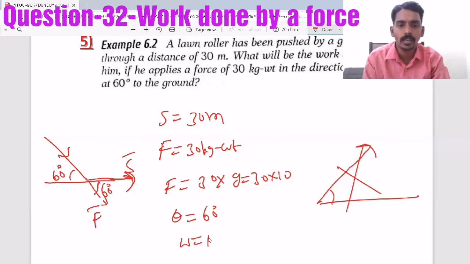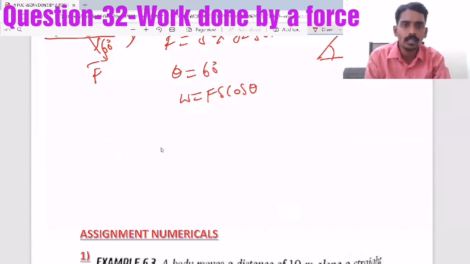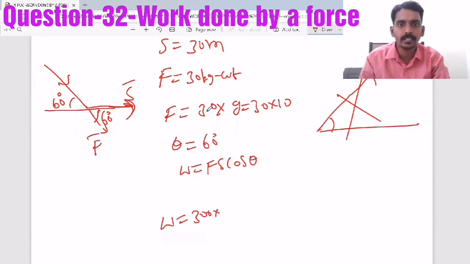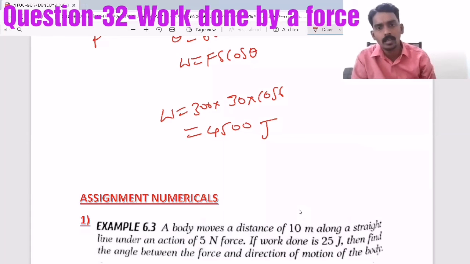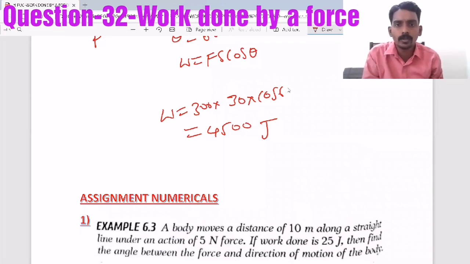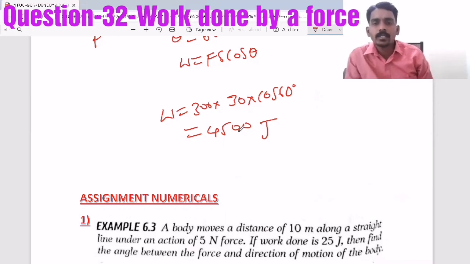So work done equals what? Fs cos theta. F is 300, S is 30, theta is 60. So if you substitute, F is 300 and S is 30 into cos 60. Cos 60 is 1 by 2. So 4500 joules.